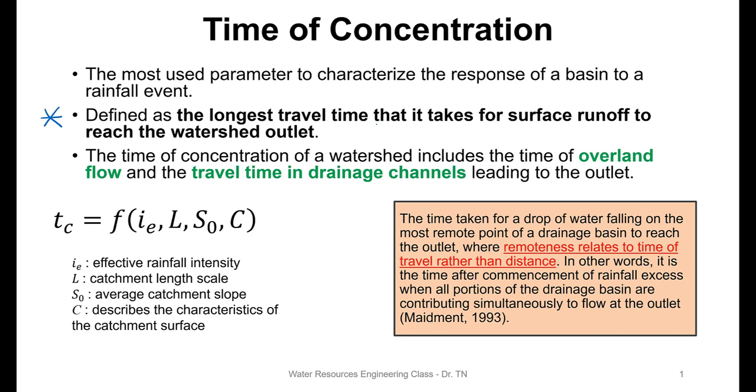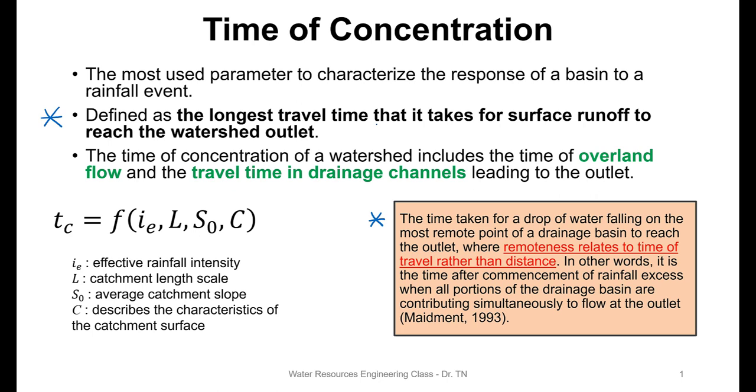It's way more complicated. That's why I have the second definition over here for you, from David Maidment in 1993. This is my favorite definition. Specifically, I want to focus on the red part, the part that is underlined. This definition tells you that the remoteness in time of concentration relates to the travel time rather than distance. In other words, distance is only one variable in determining time of concentration. There are other variables that are important in determining time of concentration.